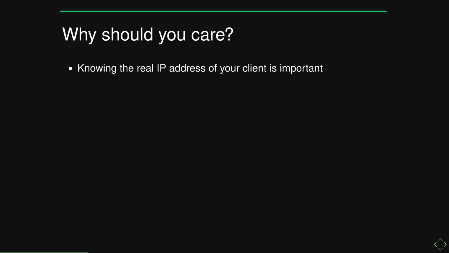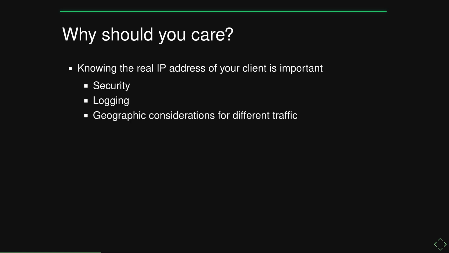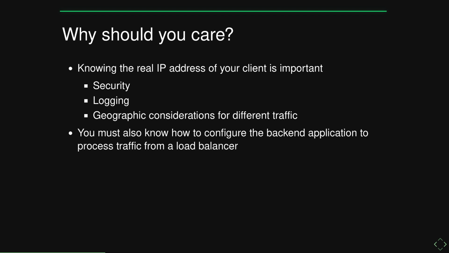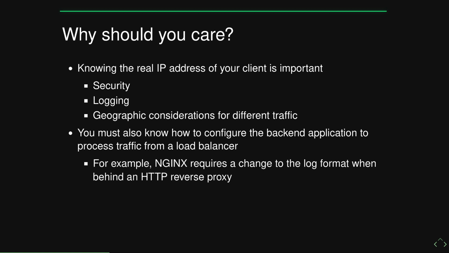And finally, why should you care at all? Knowing the real IP of a client is very important for things like security, logging, or performing different kinds of actions based on the geographic location of your user's traffic. It's also very important to understand how to configure a backend application to process traffic coming from a load balancer. I've seen many examples of misconfiguration where a backend web service doesn't actually have visibility into a client's IP address because it's not configured properly. A great example of this is NGINX. You need to make a change to the log format when you place NGINX behind an HTTP-based reverse proxy.